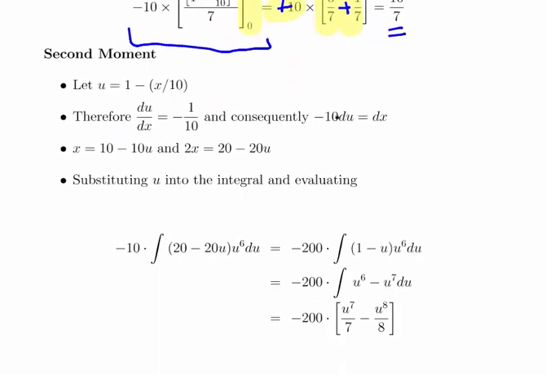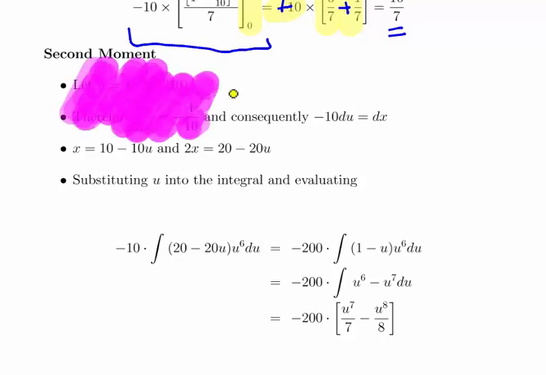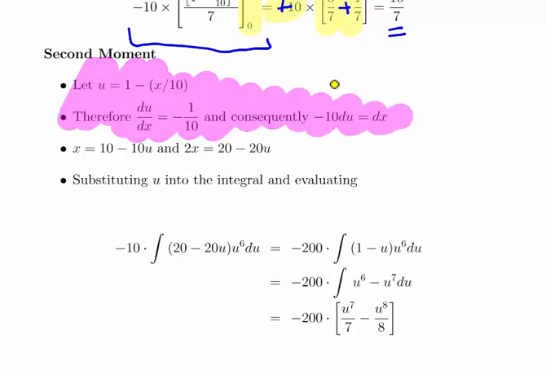Same again, and what we're going to do here is calculate the expected value of X squared. In this instance, these two steps are exactly what I've done previously, so I didn't even really need to write them again. x is equal to 10 minus 10u, so 2x is equal to 20 minus 20u. That's the 2x there, and the survival function is u to the power of 6. So it's very similar to what I've done before, based on what I've done so far, just with a couple of additional steps.